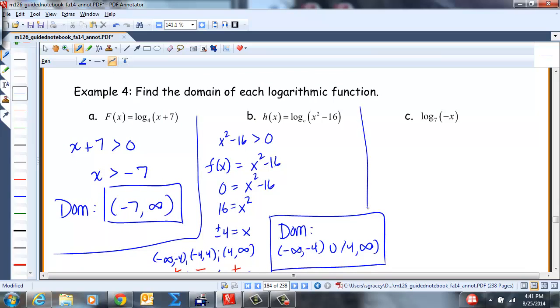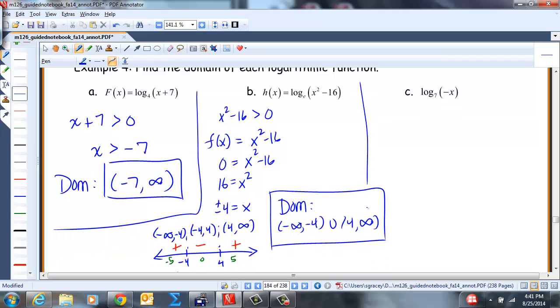Next up, -x has to be greater than 0. So if you multiply both sides by -1, then we'll get x is less than 0. We have to reverse the inequality. So the domain for this one will be minus infinity to 0.